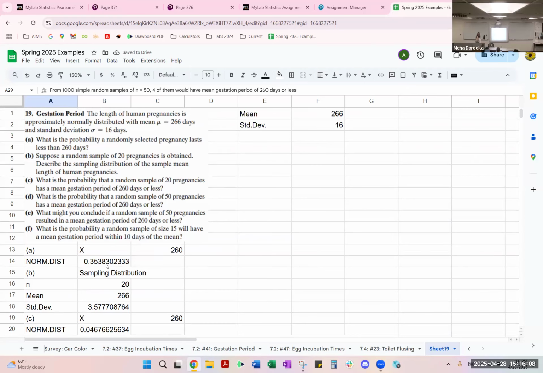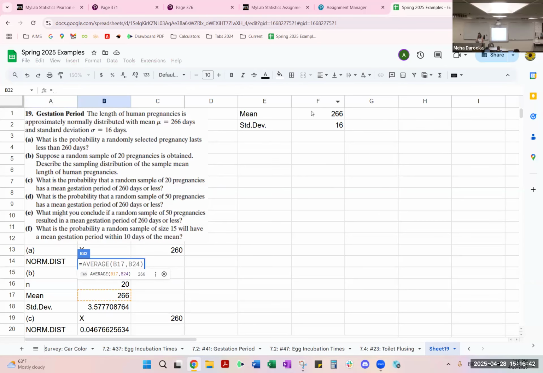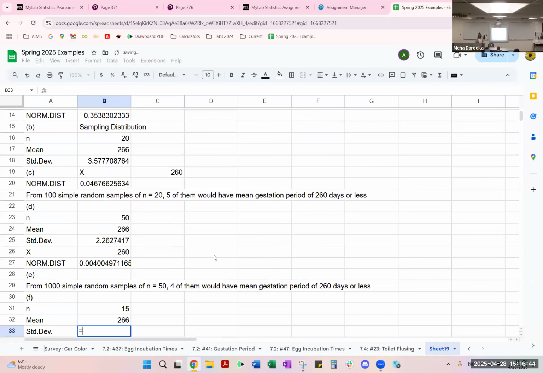What is the probability that a random sample of size 15 will have a mean gestation period within 10 days of the mean? So I want you to think about this. We're talking about a random sample of size 15. So of course we've changed that. And then what do we mean by within 10 days of the mean? Of course, we need to calculate the mean and standard deviation again. This can change, the standard deviation.